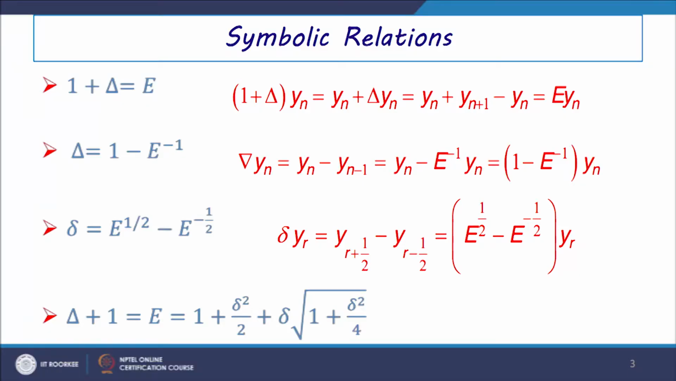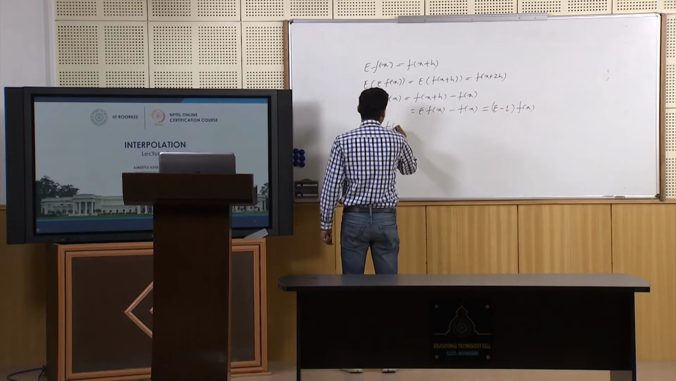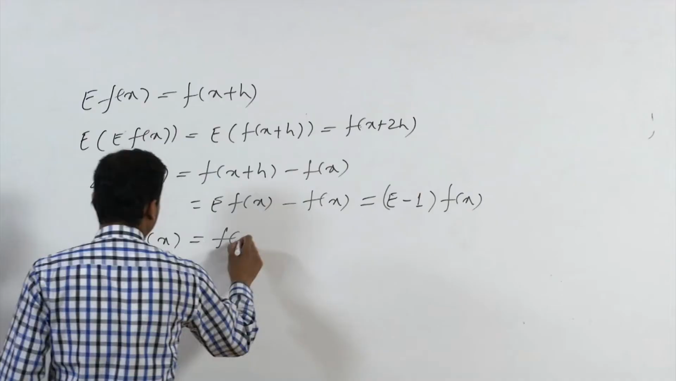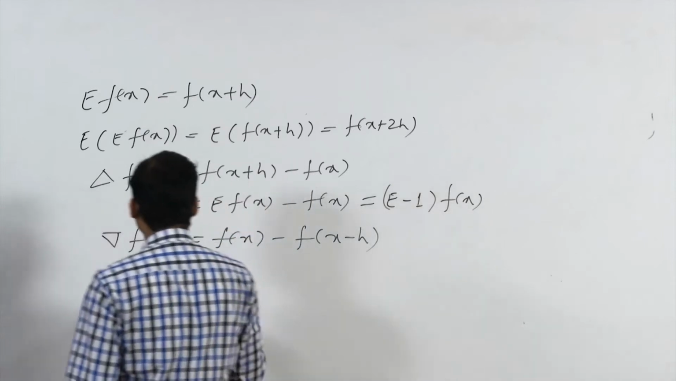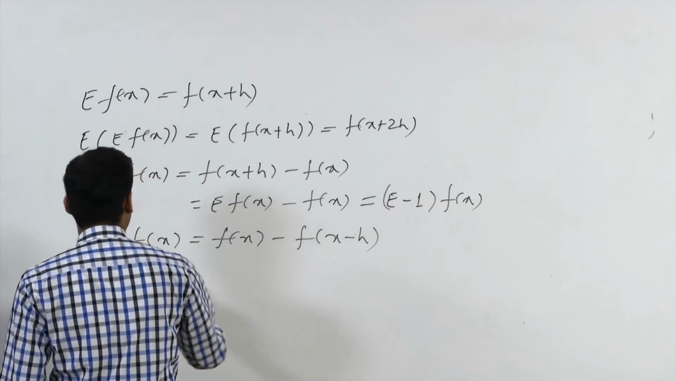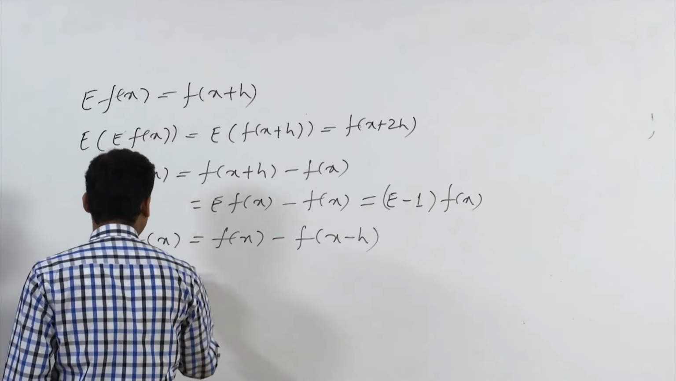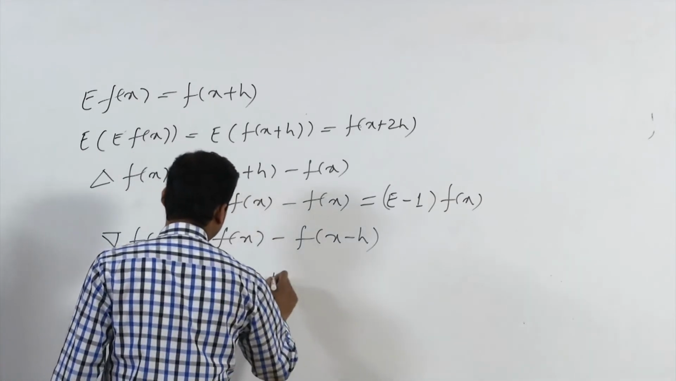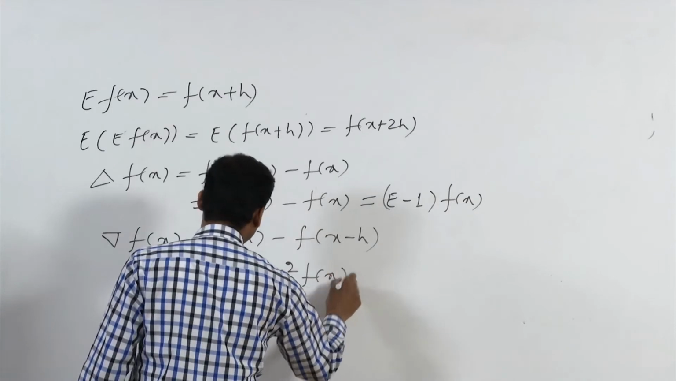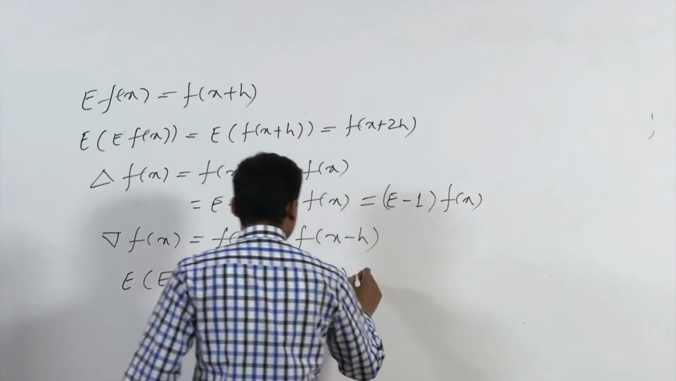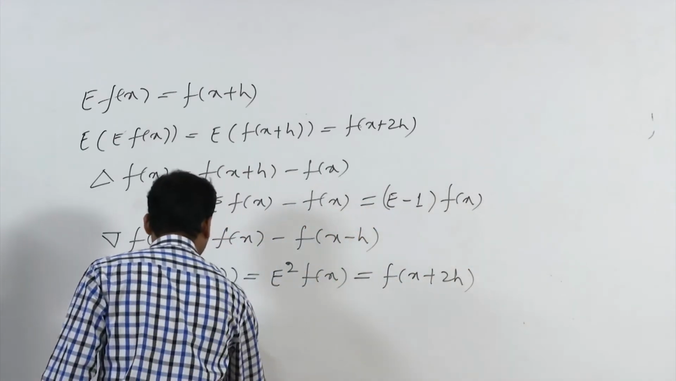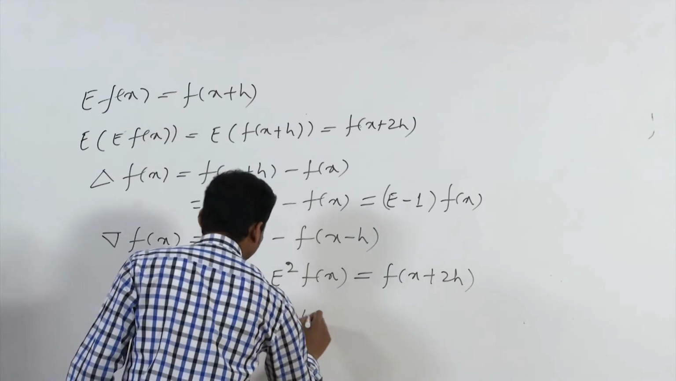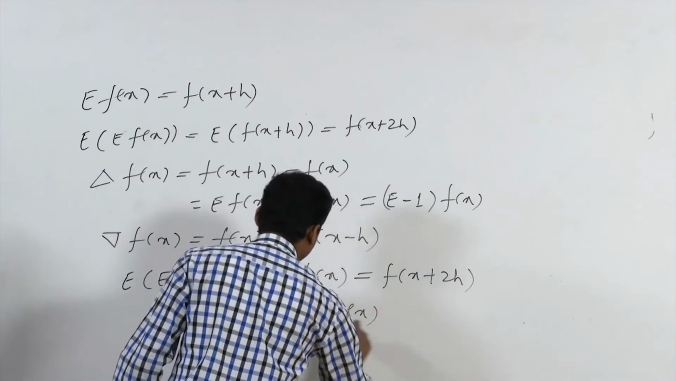So that is basically written in the form of nabla f(x) as f(x) minus f(x minus h). Since we are writing E f(x) in this form, it can be written as E squared f(x), which means f(x plus 2h). If we want to write f(x minus h), then it can be written in the form of E to the power minus 1 of f(x) here.